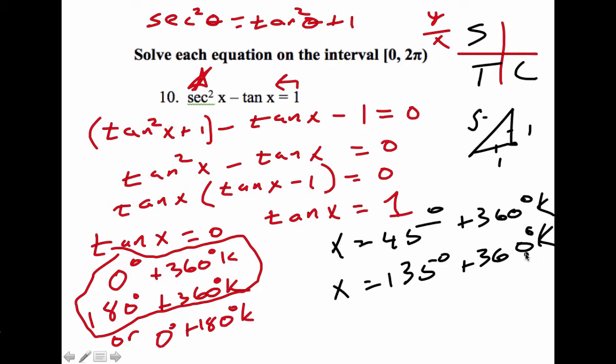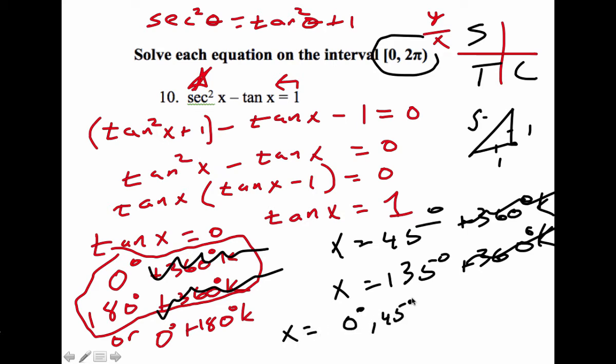Oh, no, this crud. I don't need 360k on this one because it asks me for the interval from 0 to 2 pi, which would actually mean this can go away, this can go away. I didn't read the directions. So in degrees, I would have my answers are going to be 0, 45, 135, and wait a sec. This should be 225. Holy cow, 225. Because quadrant 3, 45 degree angle in quadrant 3. And then I have 180 in there as well.